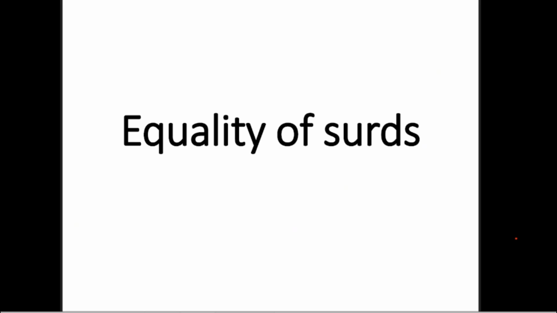Hello, welcome to this lesson. In this lesson we want to discuss equality of surds. At the end of this lesson you should be able to state when two surds are equal, and then you should be able to use it to simplify expressions.